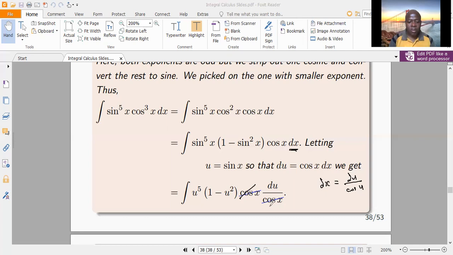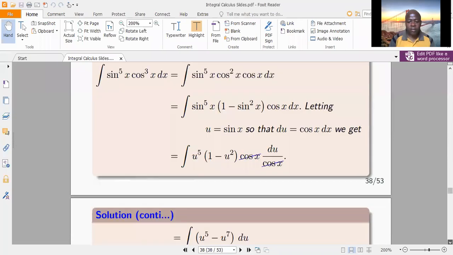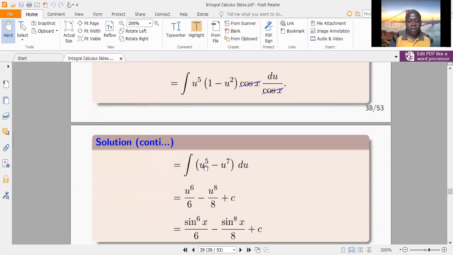So that cos x and cos x cancel. And what you're left with will be the integral of u raised to 5 into 1 minus u raised to 2 du. You can expand this by multiplying u raised to 5 inside this bracket. When you do that, you get u raised to 5 minus u raised to 7.